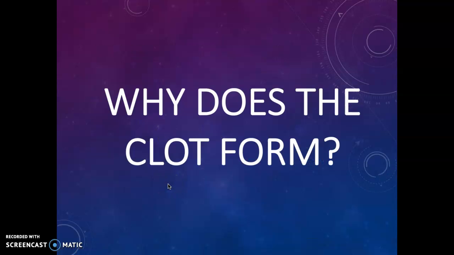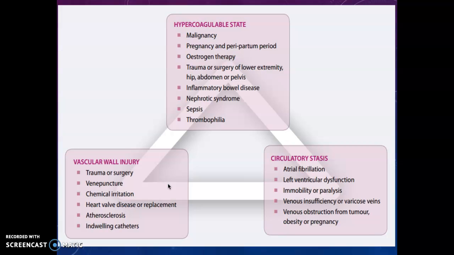So why does this clot form? This clot is forming at the level of the deep venous system in the lower limb, but why is it forming? What is the pathophysiology behind it? So the cause is Virchow's triad, which is basically a triad of three components that tells you if a patient has a high probability of forming a clot. The first component of this triad is vascular wall injury. Anything that causes the vessel wall to be injured can cause a clot to form, for example any trauma, any surgery, chemical irritation, or even atherosclerosis.